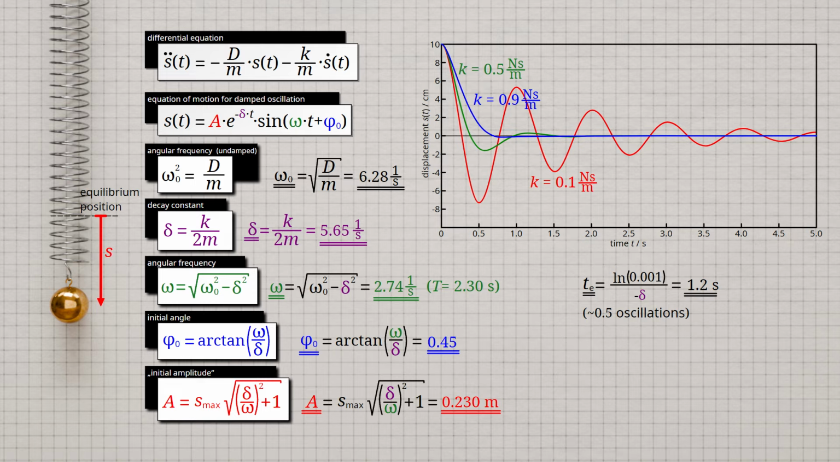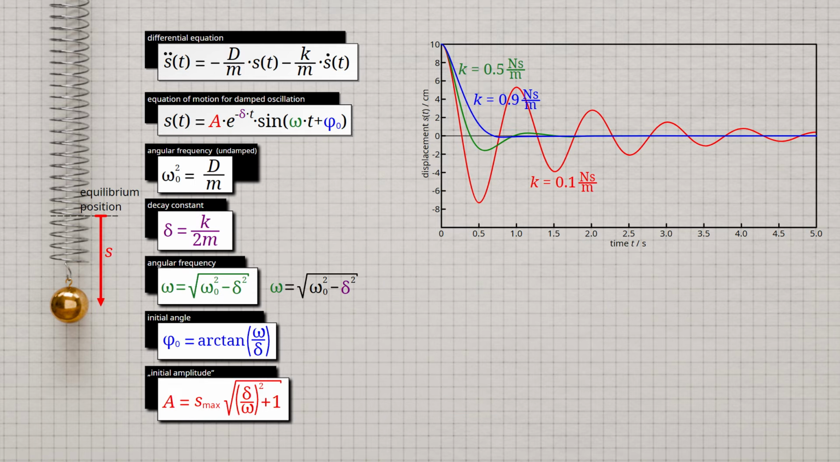The question now is, at which damping constant does the system reach critical damping? As previously explained, this occurs when the discriminant in the formula for the angular frequency omega becomes 0, resulting in the period theoretically becoming infinitely large. Critical damping is reached when the decay constant delta corresponds to the angular frequency omega 0 of the undamped oscillation. By substituting the corresponding formulas and solving the equation for the critical damping constant K, we obtain the given formula.